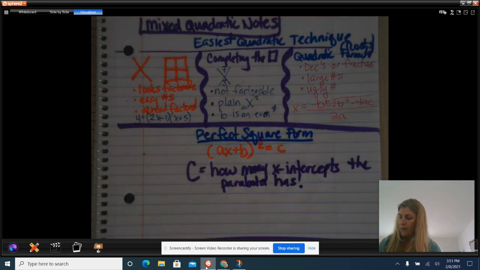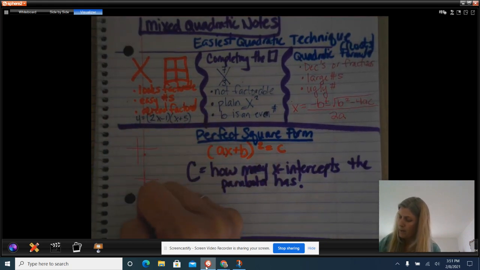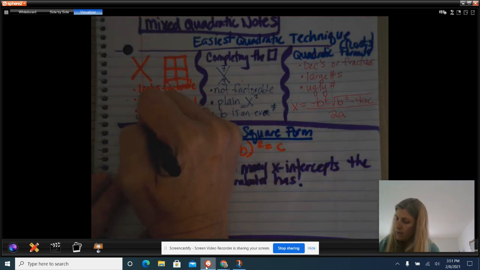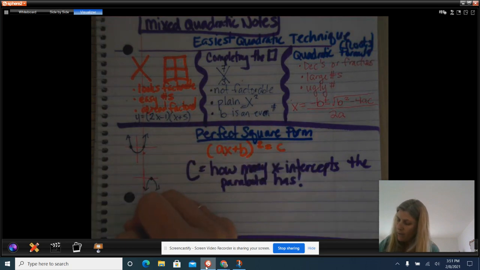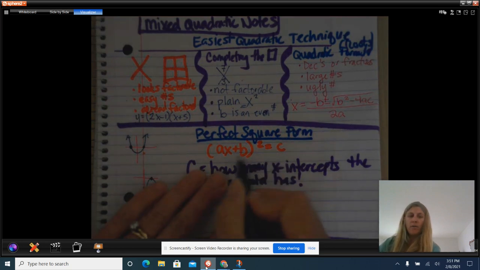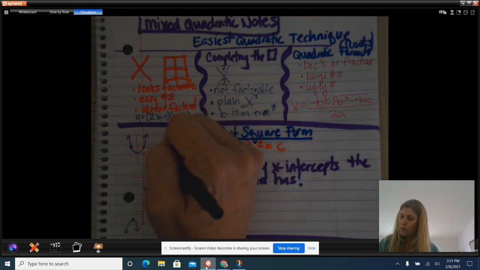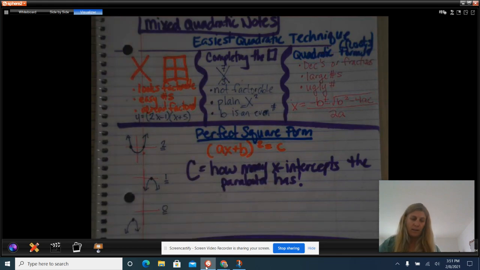So we know that when we have a parabola, there are three options. We can have our parabola cross the x-axis in two places, we can have our parabola touching at one spot, or we can have our parabola not have any x-intercepts. So when we get everything over to one side except for our constant, that c is going to tell us whether it has two x-intercepts, one x-intercept, or zero x-intercepts.